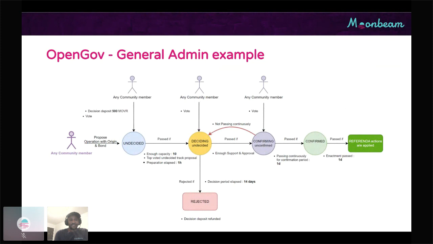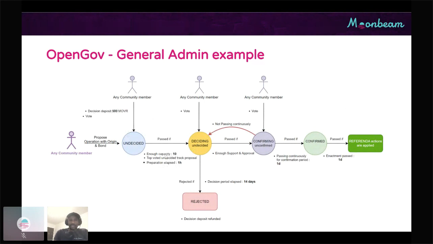And then at this stage, any community member can start voting on your proposal. The capacity is kept to 10, meaning that there can be 10 general admin proposals at the same time, which is quite high, to make sure that we can have a lot of things going in parallel. And the preparation period will be 1 hour. So you have 1 hour to take your time to read it, and to potentially also put another decision deposit to make sure that we reach that 500 threshold.